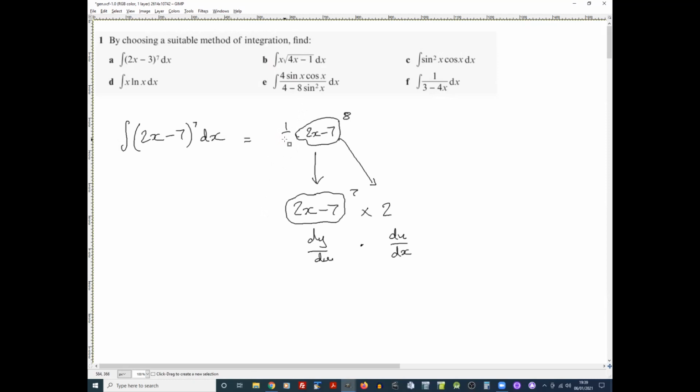And then you can check straight away by differentiating. Say to yourself, if I was differentiating that, I would say 8/16 is a half of that blob to the power of 7, and then I would multiply by 2, so everything's correct. Add C. And that's it for that.